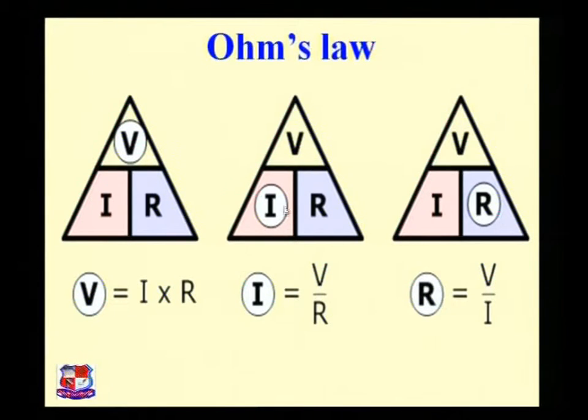Now go to the second triangle. If I want to find out the current using Ohm's triangle, then simple: I equal to, see, V is in the upper part, R in the lower part, so put V in the numerator and R in the denominator. The simple equation is formed, I equal to V upon R. And similarly, if I want to find out the resistance, then the equation is easy as we saw on the previous slide. So R equal to V upon I. By this triangle we can easily remember the Ohm's law relationship and formula of voltage, current and resistance.